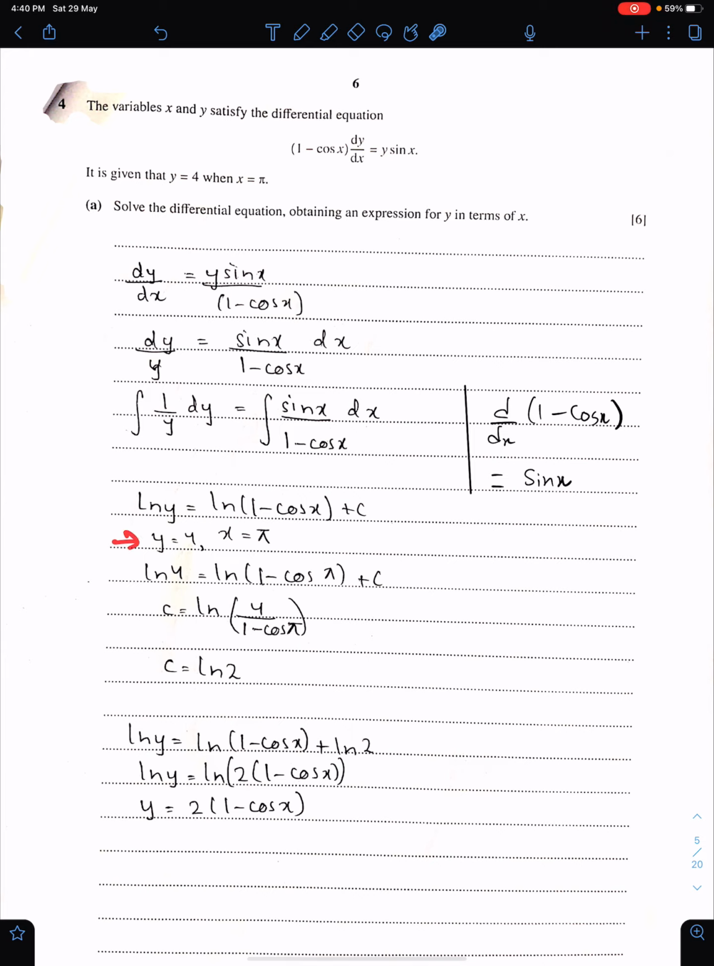Since y is 4 and x is pi, by using these two values of x and y into this equation, we can get the value of c, which is ln 2. After getting the value of c, substitute c into this equation. Finally, we have this equation. By using product law, we can express these two logs as a single log here. And this is the final equation of y in terms of x. This is what we had to find.